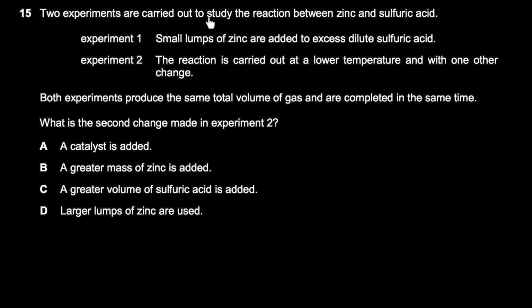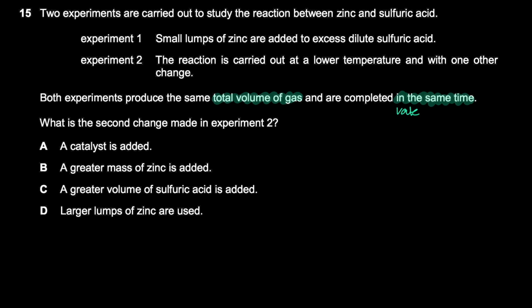Two experiments are carried out to study the reaction between zinc and sulfuric acid. In experiment 1, small lumps of zinc are added to excess dilute sulfuric acid. In experiment 2, the reaction is carried out at a lower temperature and with one other change. Both experiments produce the same total volume of gas and are completed in the same time. So in other words, the rate is unaffected.